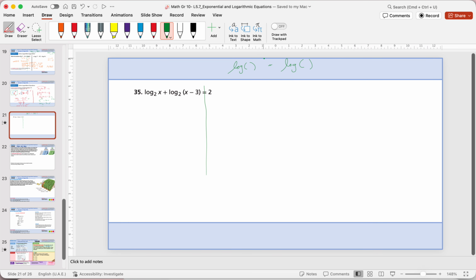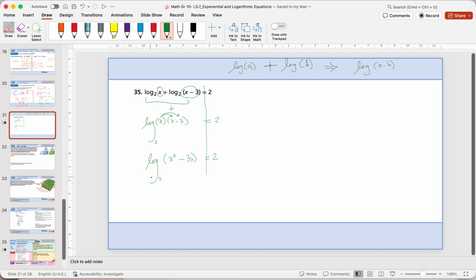What can I do? If you have log of one term plus log of another term, it's the same as log of the first times the second. Just multiply the terms. So put these 2 as 1 log, base 2, and just multiply these 2 terms: x times x minus 3 equals 2. Now, how do we multiply them? Normal multiplication. Anyway, x times x is x squared, minus x times 3 is 3x, equals 2.